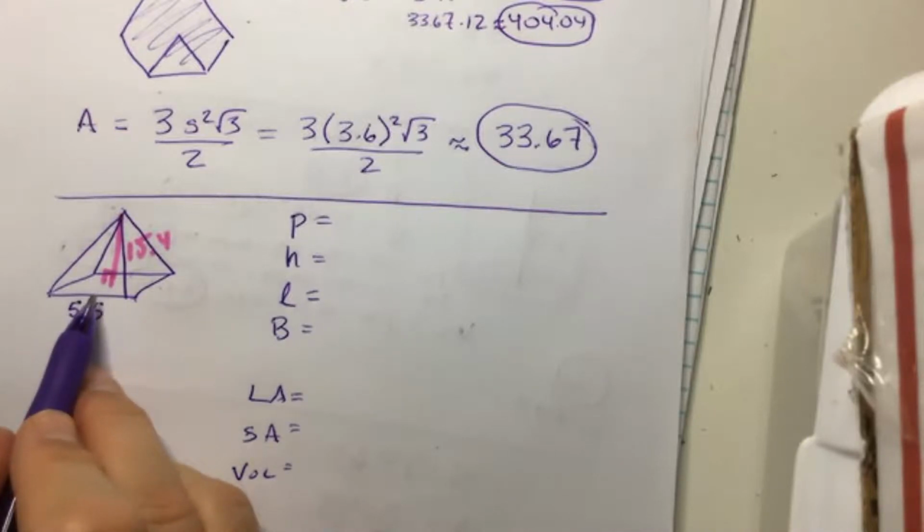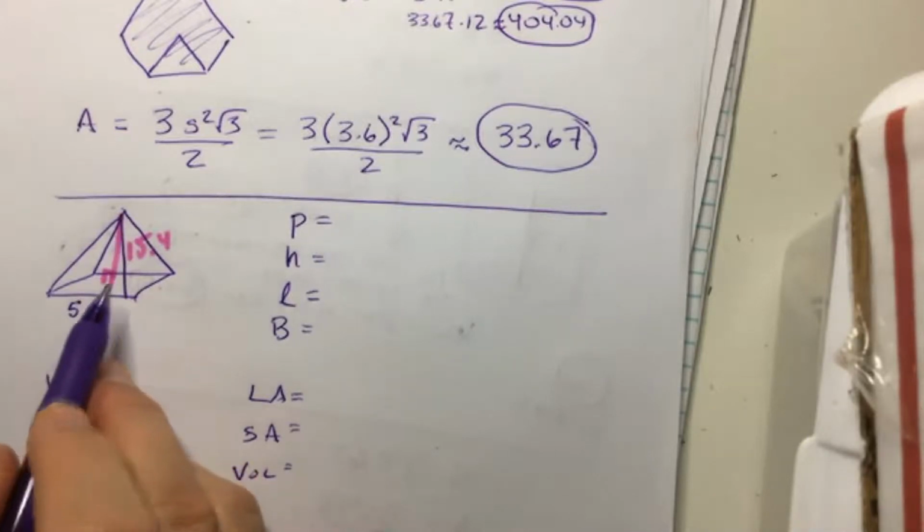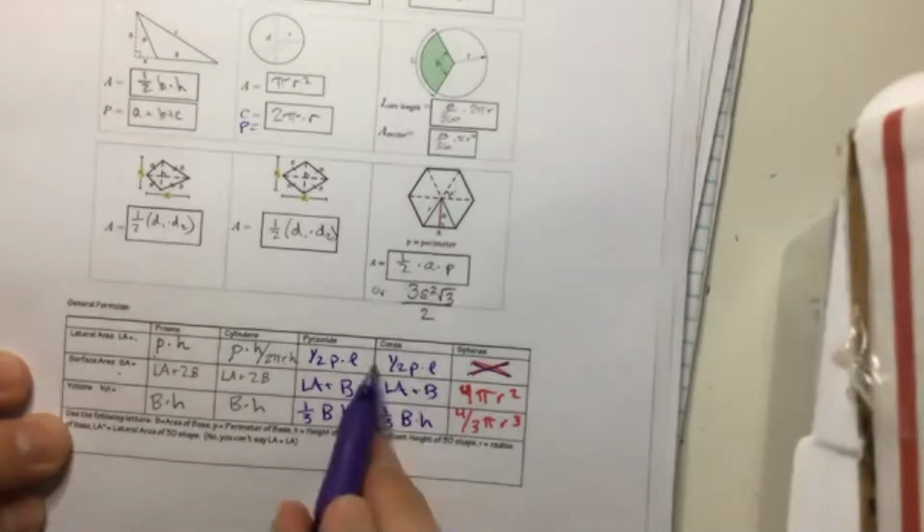Okay, so let's fill in our formulas here first, because now that we're changing this, this is not a prism, right? It's got a pointy top. It doesn't have a parallel congruent base. So instead of using these pencil ones I wrote in here, now we're using these purple ones. Whether it's a pyramid or a cone, it's all these formulas.